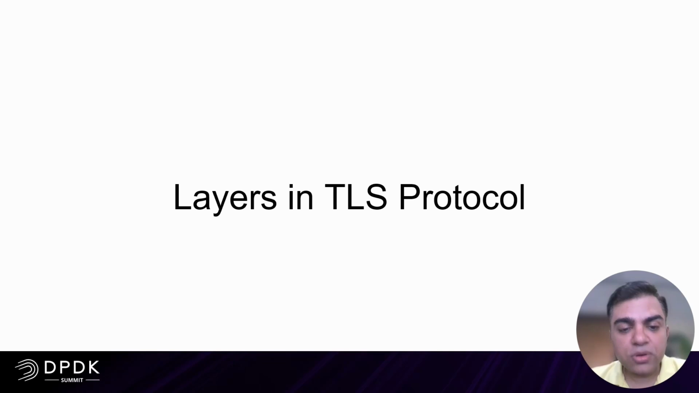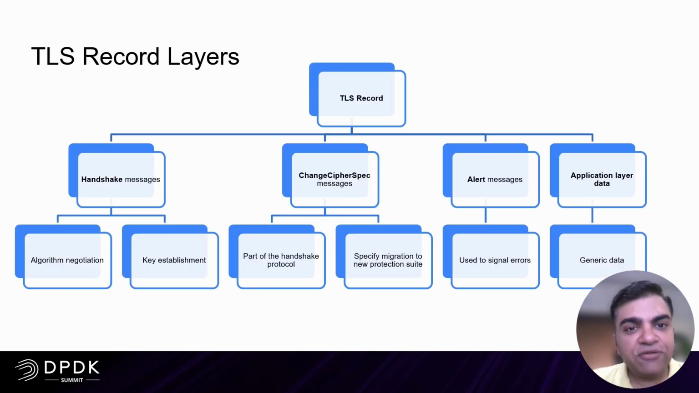Now we will discuss the different layers of the TLS protocol. Every TLS or DTLS packet is basically considered a TLS record. The TLS records can be of four message types. First is the handshake message, then the change cipherspec message, the alert message, and the application layer data. TLS basically has two subprotocols, the TLS handshake protocol and the TLS record protocol. We'll discuss the details of both of these in upcoming slides.